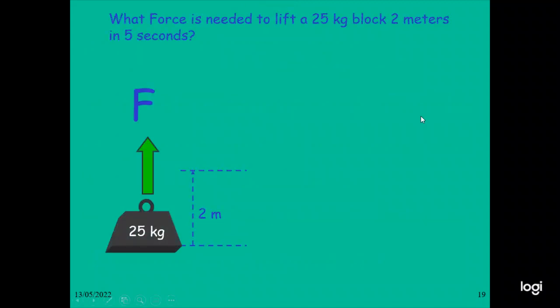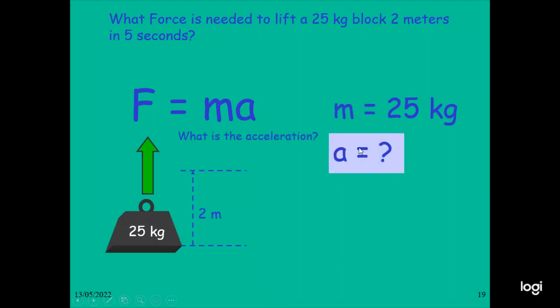Now, force is needed to raise the 25 kilogram block 2 meters in 5 seconds. And this is 25 kilogram, you have to raise 2 meters. So F equals M A. M is the mass, in this case 25 kilogram. A is the acceleration, equal to gravity because you have to raise it. So the acceleration is gravity, 9.8 meters per second squared.